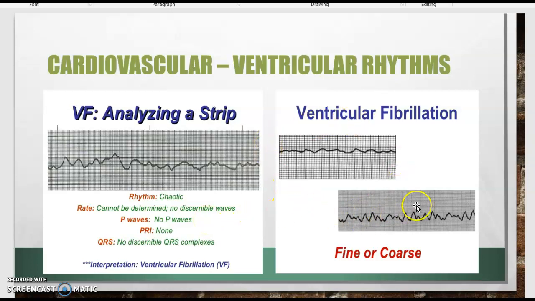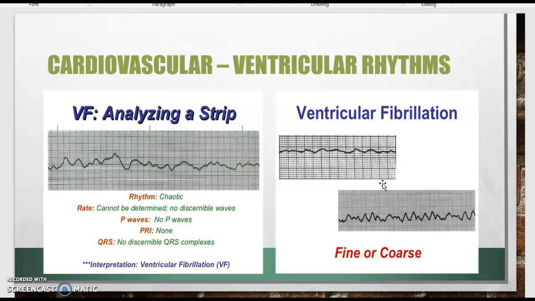And over here, it defines what fine versus coarse is. The flat line is your baseline. If it does not come off of the baseline very far, it is considered fine. But if it does come off the baseline more, there's not a specific amount, but the farther it is away from the baseline, it would be considered coarse. So that is the difference between fine and coarse. And you did have coarse ventricular fibrillation on your EKG worksheet.